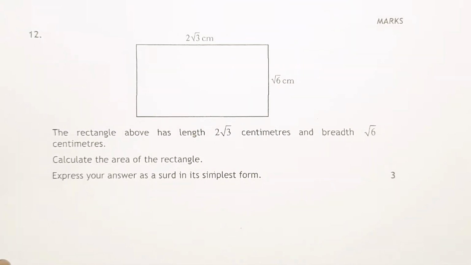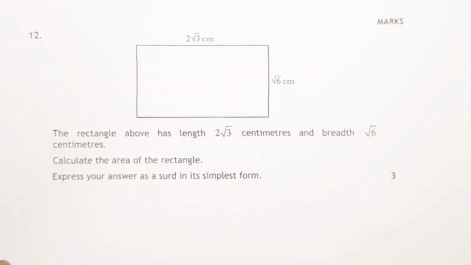National 5 Maths, Practice Paper H, Paper 1. Now in question 12, it's a surd question. We've also got area of a rectangle. We've got to calculate the area of the rectangle.